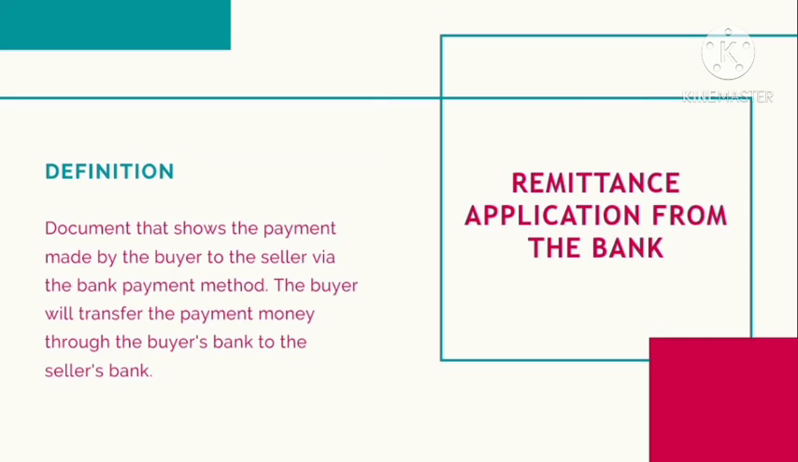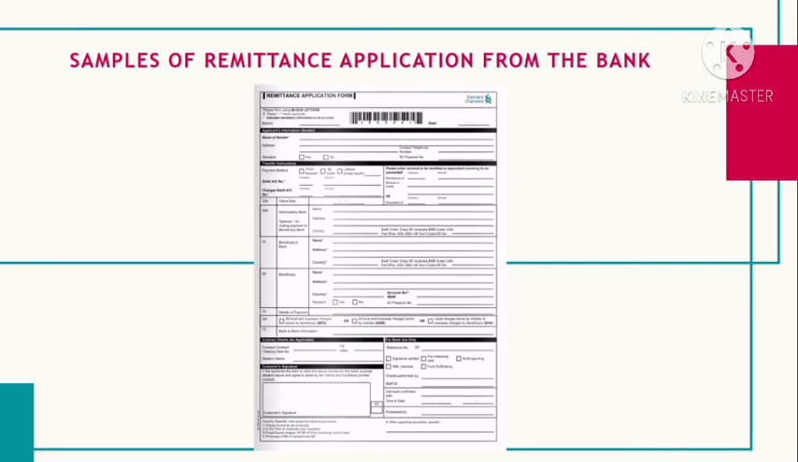Next is remittance application from the bank. Definition is the document that shows the payment made by the buyer to the seller via the bank payment method. The buyer will transfer the payment money through the buyer's bank to the seller's bank. Here are the samples of remittance application from the bank. You can see in here. Here are samples.